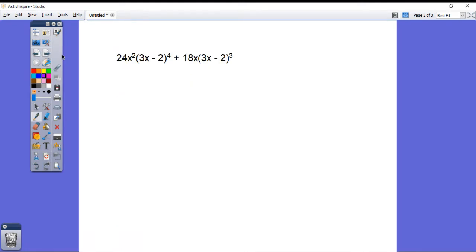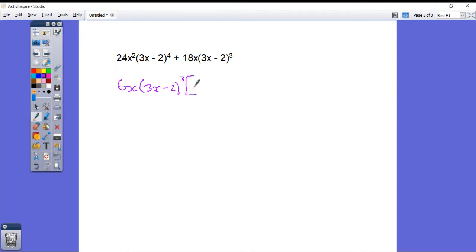So just going to have a look at this. We've got 2 terms again. We have 24, an x squared, and a bracket. We've got an 18, an x, and the same bracket. So we're looking at our common factor. First, with the 24 and the 18, the highest common factor is going to be 6. X squared and x have a common factor of x. And then the bracket to the power 4 and the bracket cubed, so the bracket cubed is common to both. So we have 6x, 3x minus 2 cubed. Then you can work out what is inside your brackets.